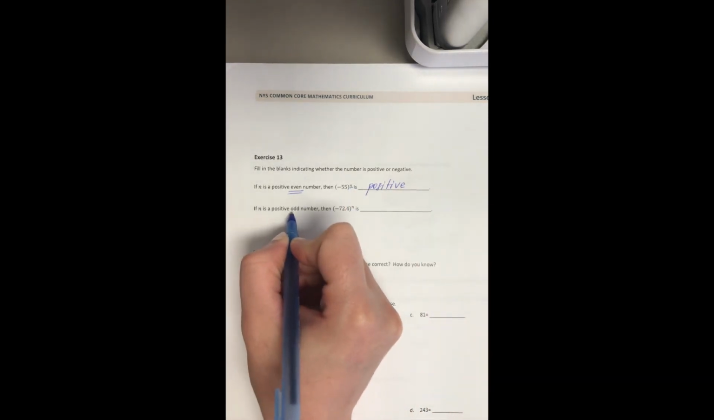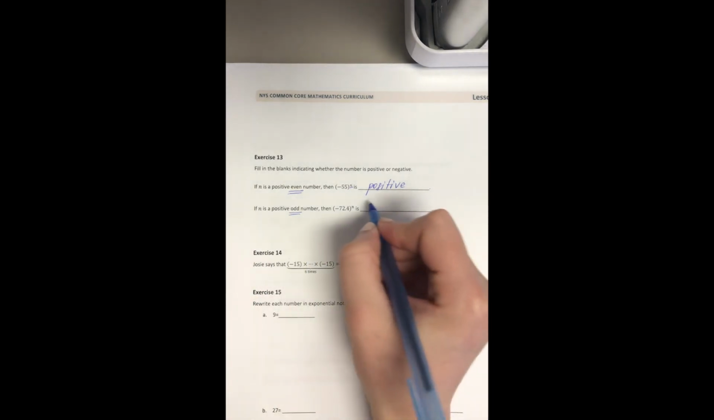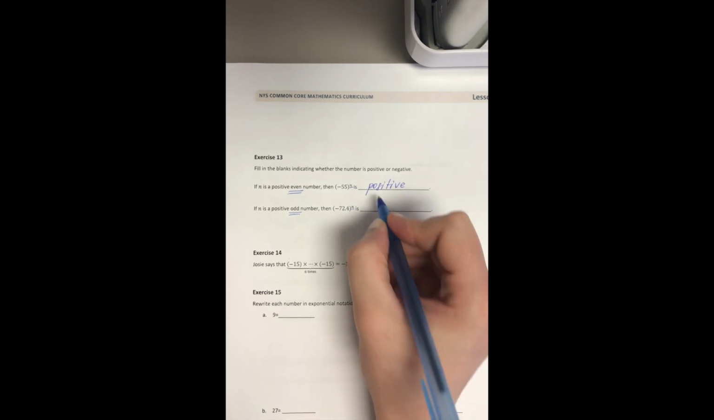If n is a positive odd number, then the product is going to be negative because this one is odd.